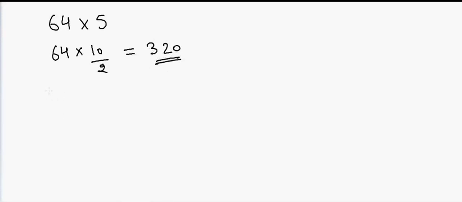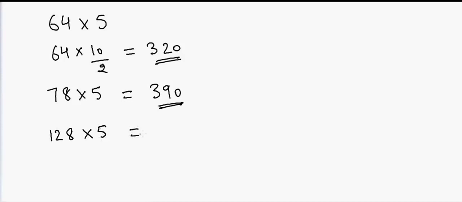Again, if I have to multiply 78 by 5, the answer will be equal to half of 78, which is 39, and then a 0, so that's 390. Again, if I have 128 and want to multiply by 5, that will be equal to 64 and a 0, and that's your answer.